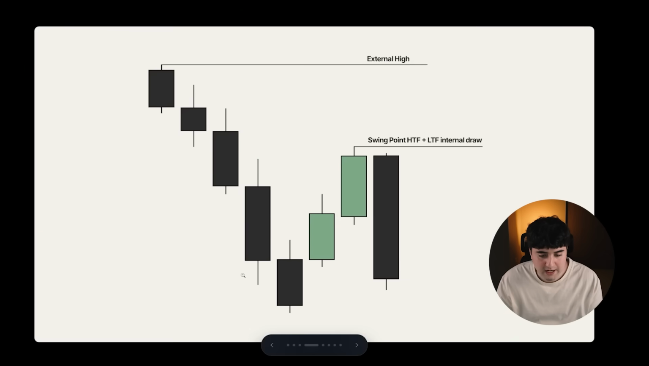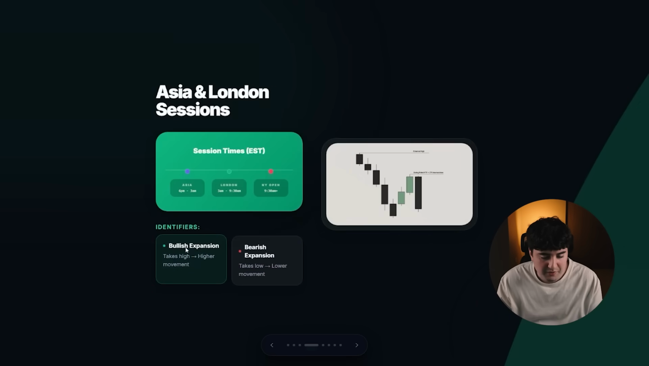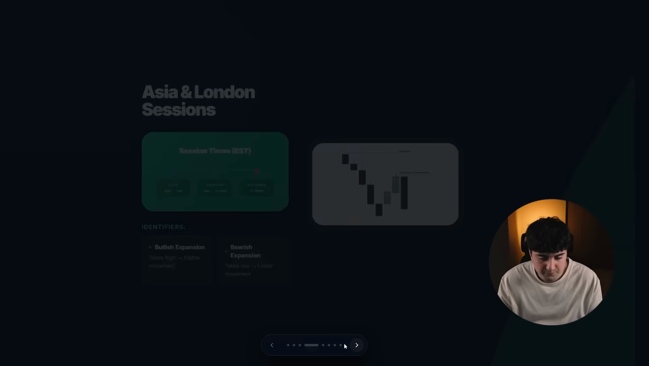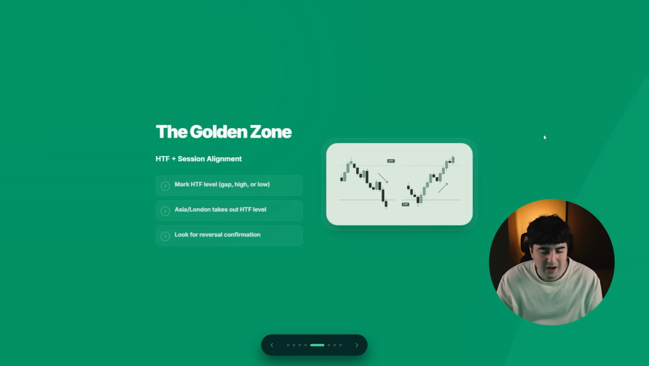If we take a quick look at this chart right here, what you're able to see is an external high being put in. Then you're able to see a swing point through the higher time frame put in, which also acts as a lower time frame internal high or internal draw. So as we talked about the identifiers, we have our bullish expansion and bearish expansion. But now I want to introduce the golden zone. This is where you have your higher time frame and session alignment in one.